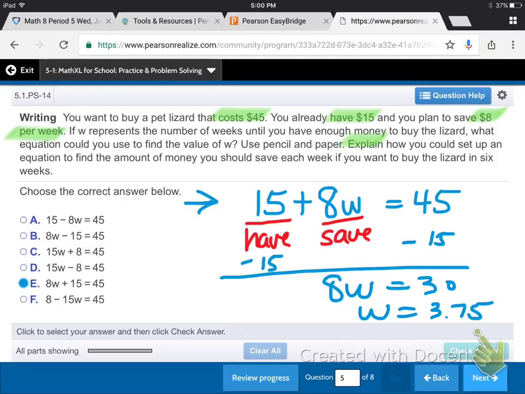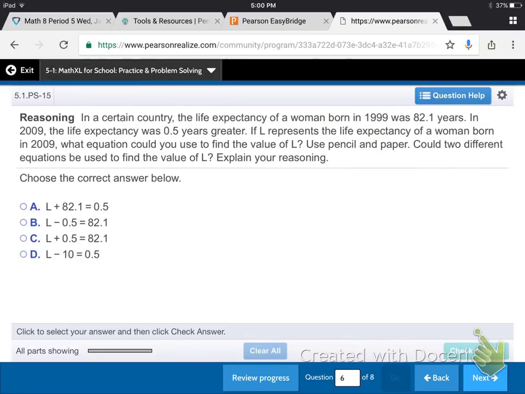Okay, moving on. This one says, in a certain country, the life expectancy of a woman born in 1999 was 82.1 years. I'm going to highlight that. A woman in 1999, 82.1 years. In 2009, the life expectancy was 0.5 years greater, so it went up. If L represents the life expectancy of a woman born in 2009, what equation could you use to find the value of L? Could 2 different equations be used? Explain your reasoning.